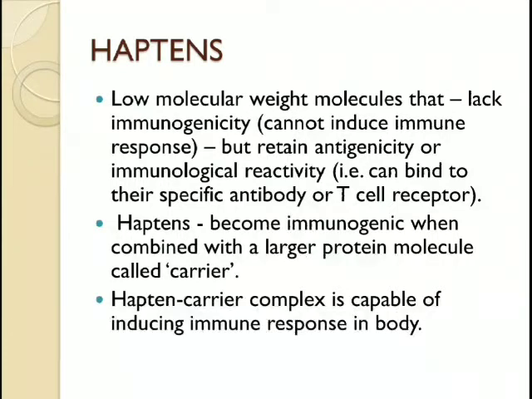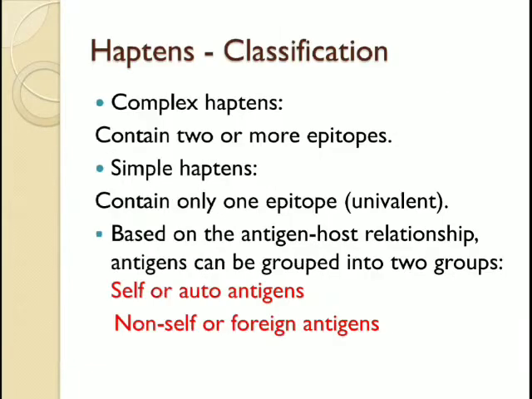immune response. Haptens become immunogenic when combined with large protein molecules called carriers. Hapten plus carrier is equal to a complete antigen. So haptens are combined with the large protein molecules and become a very good antigen or immunogen. A hapten-carrier complex is capable of inducing an immune response in the body.